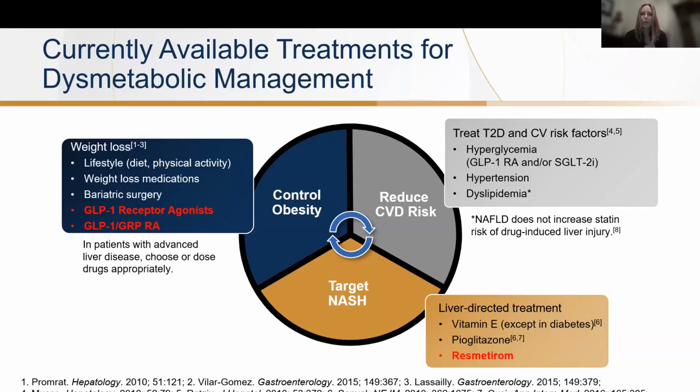And then in the bottom middle there in the gold section, we have treatments that now target NASH, non-alcoholic steatohepatitis. Remember that the nomenclature was changed to MASH in June of 2023. But now we have liver-directed therapies that work, how it sounds, directly on the liver by decreasing inflammation and reducing fibrosis. So we'll talk about vitamin E today. That is not to be used in diabetics, but I'll mention that later. Pioglitazone as well as Resmetirom.